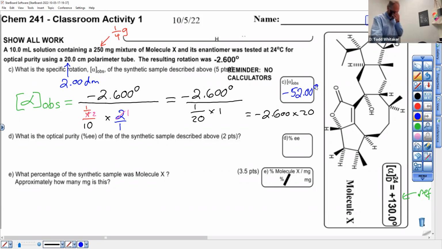Okay? So negative 52 is the specific observed rotation, and it's not as big as positive 130 or negative 130. It's not, so it's not pure. We know that. We can figure out how pure it is right now. Percent EE. You take the value you just calculated.